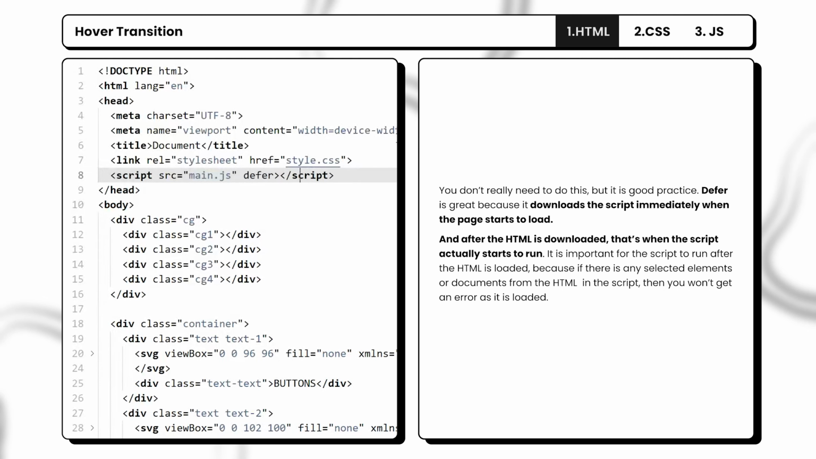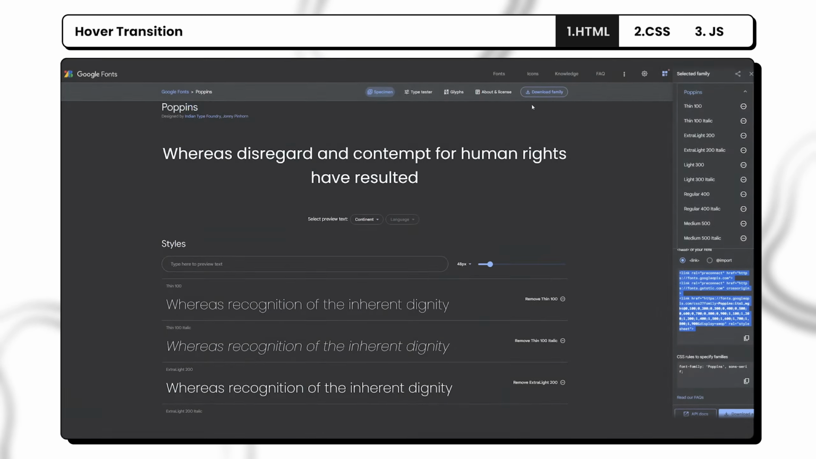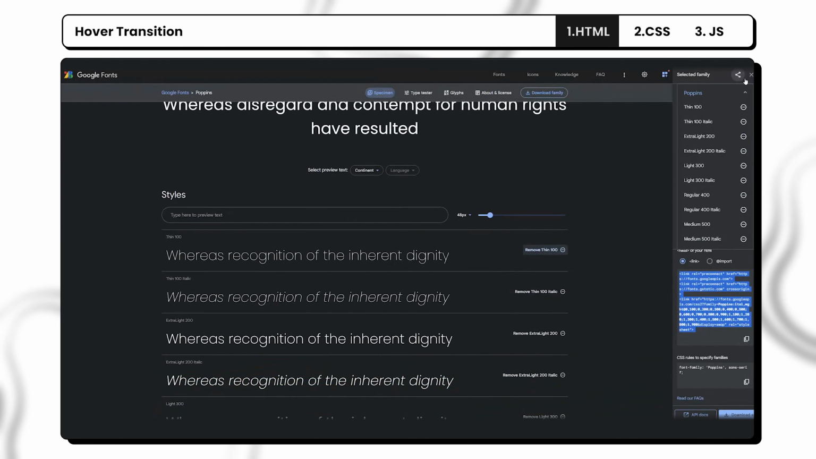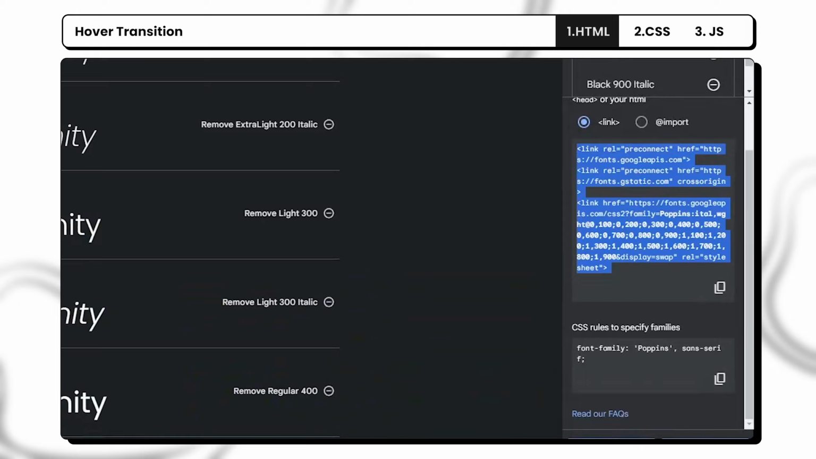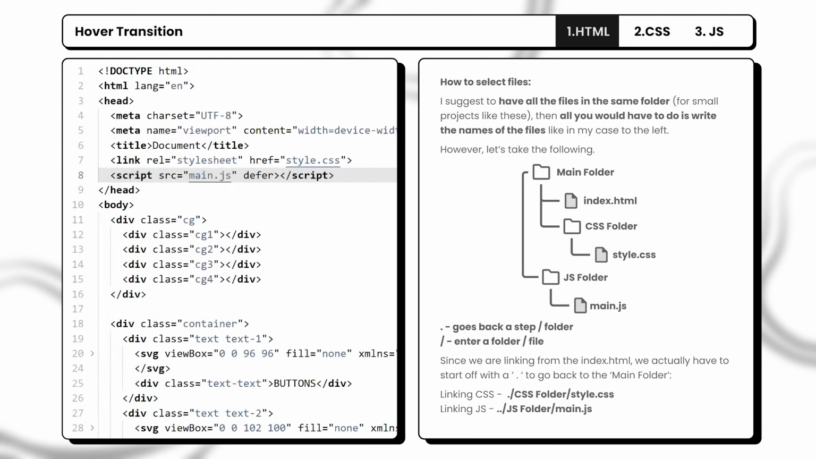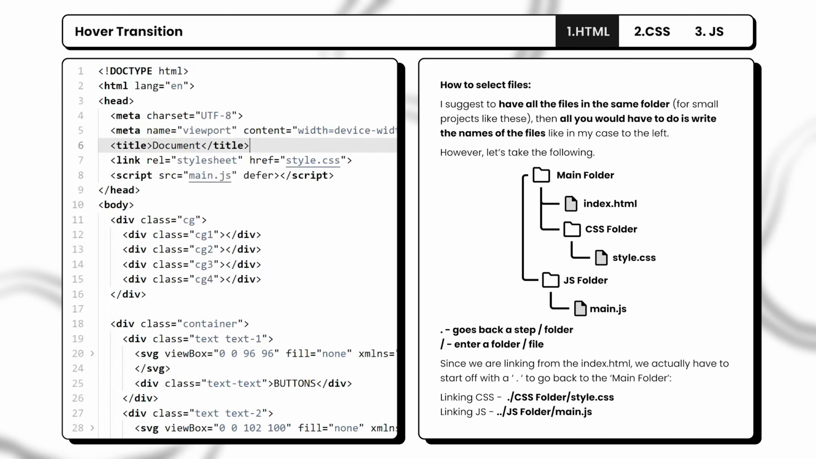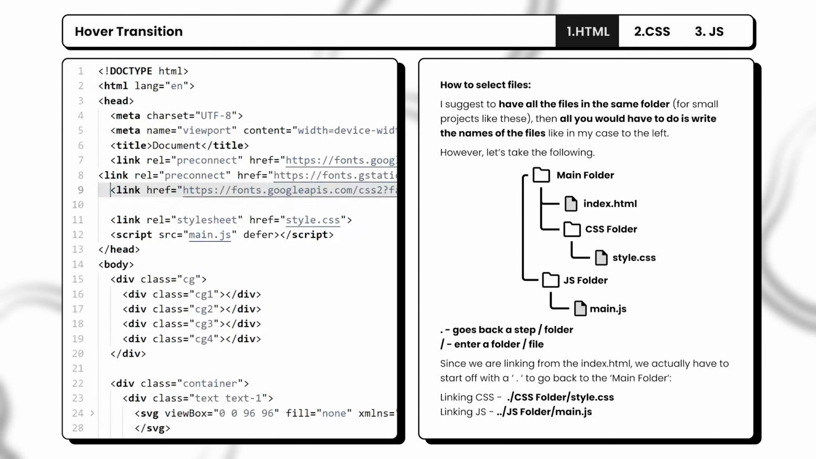And lastly, we will go to Google Fonts and select the entire Poppins family. We will copy this section and then paste it over here in the head tag section. This will basically let us use the Poppins font as long as the user is connected to the internet.